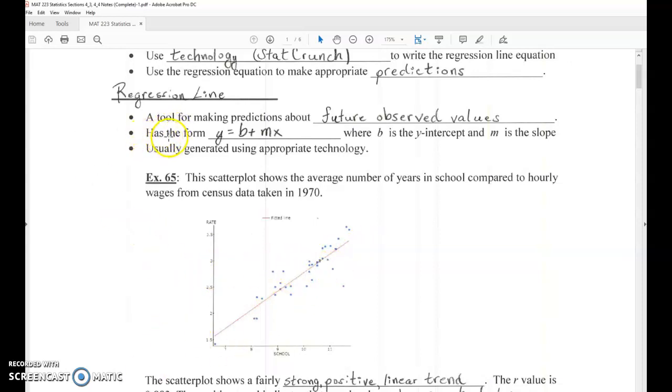Now remember, the form for the equation of any line is y equals b plus mx. Most of you are comfortable with y equals mx plus b. You could probably spit that right back at me. I just gave it in the form of b, the y-intercept, plus mx, where m is the slope, because that's the form that StatCrunch gives it back to us in. It doesn't matter when you add things what order they're in.